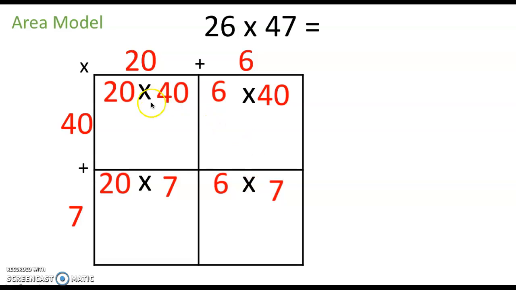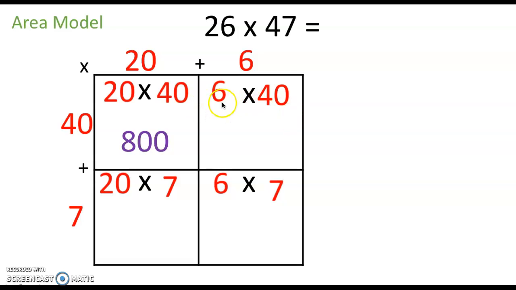Now I always like to start in this first box and work my way around. That way I also stay a little bit organized. So this first box, I just have to do 4 times 2, which is 8, and then I need to add on both of my zeros to move it up those place values, giving me 800.